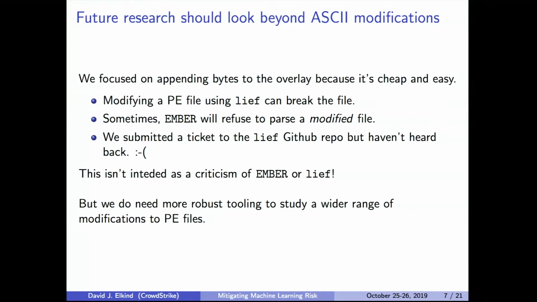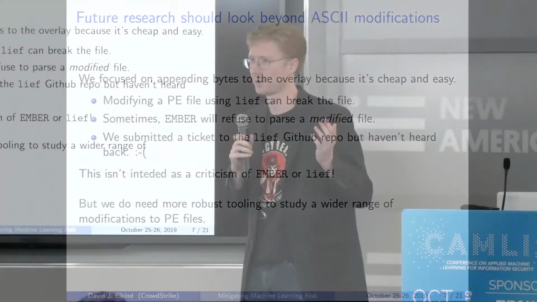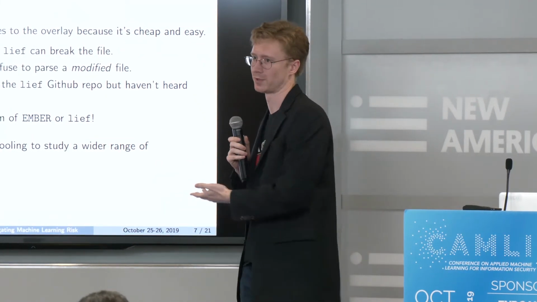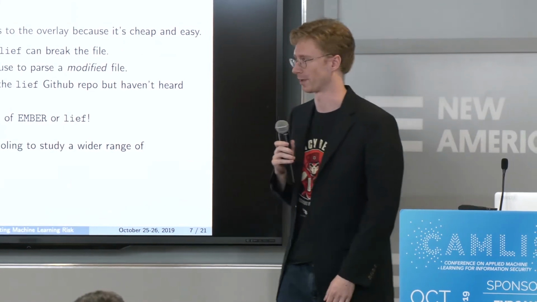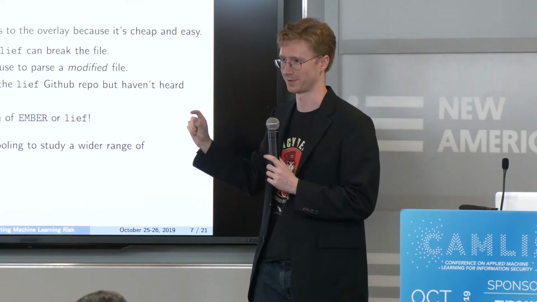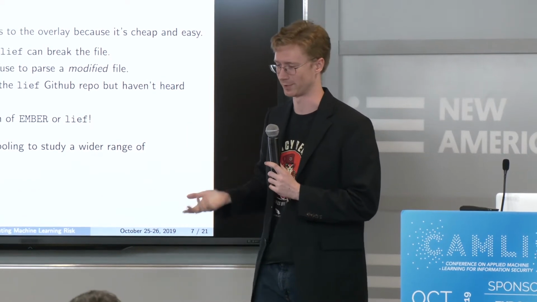My colleague filed a ticket on GitHub, but we haven't heard back, unfortunately. It's not a criticism of anyone, but we want to do this kind of security research, so we need a little bit more robust tooling that doesn't fail when you do things like parse a file and then just write it, right? We eventually realized that it's not even appending stuff that causes it to break. It's just you parse it and then you write it back to a file and it's broken. I don't know why.